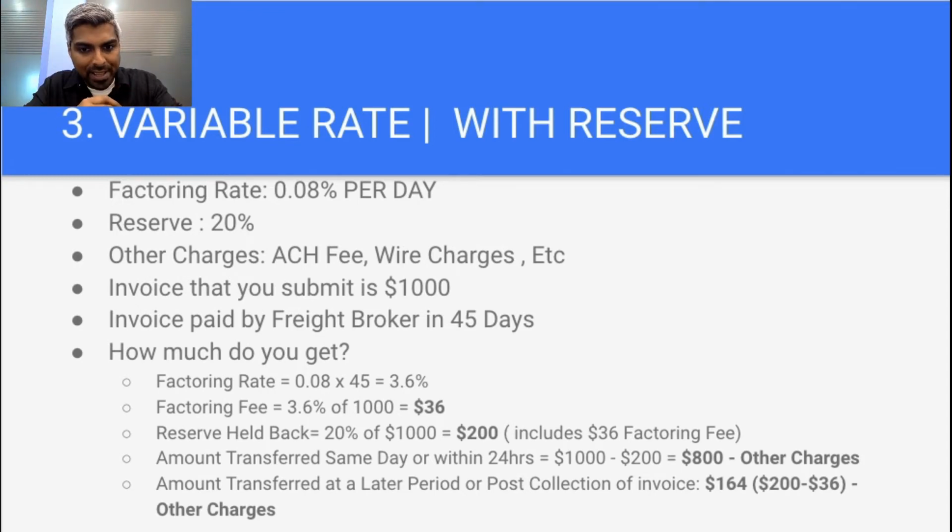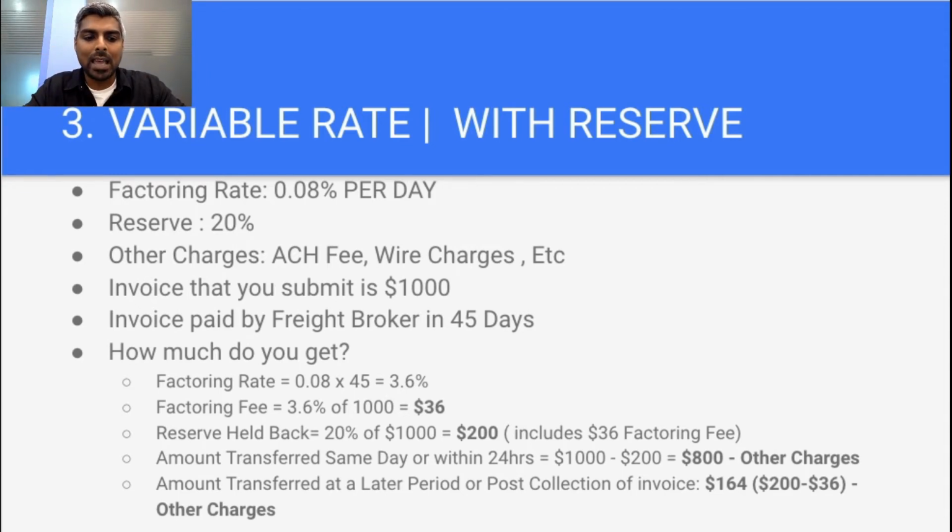Now after 45 days, when the invoice gets paid, we know that it's 45 days and the factoring fee that they need to charge is $36. They've already kept a $200 reserve. So from that $200, they will reduce the $36, and the remaining $164 will be transferred to you. All right. So the remaining $164 comes to you after the invoice gets paid, and this is going to be for each and every load. We're just talking about one load here, right? So this is an example of a per day variable program with reserve.